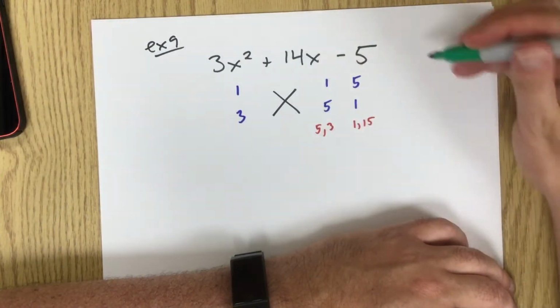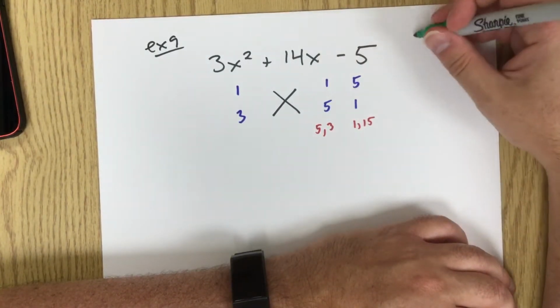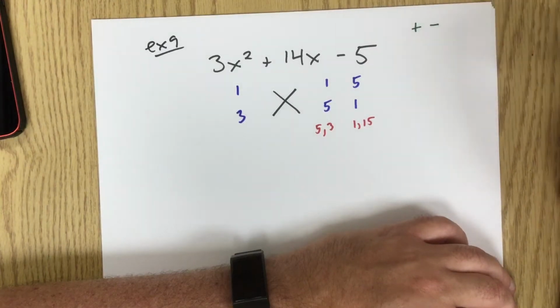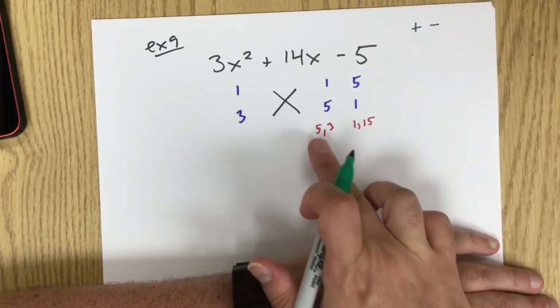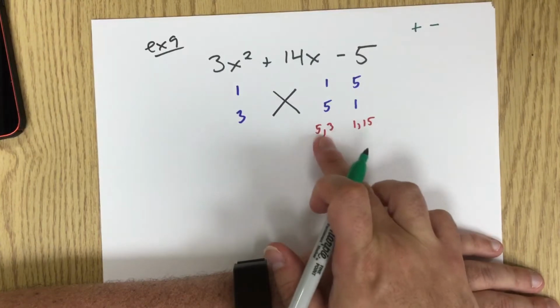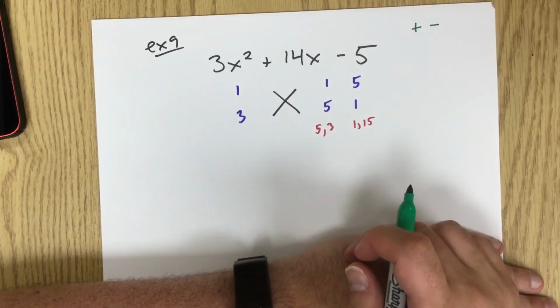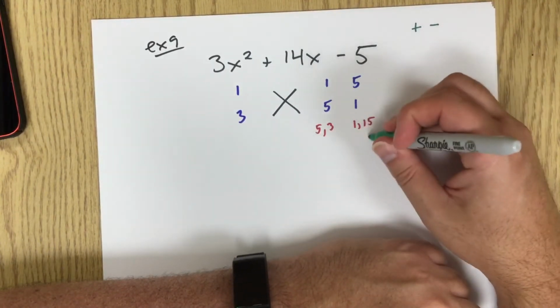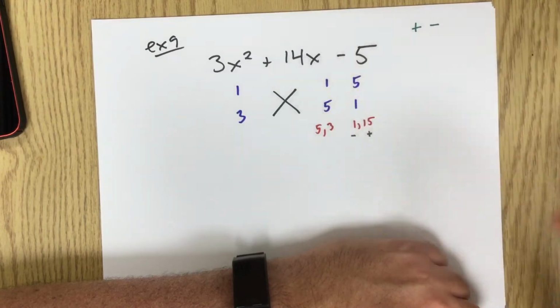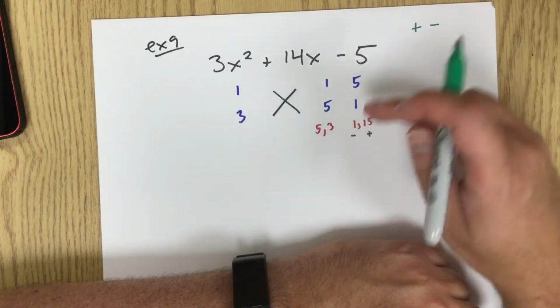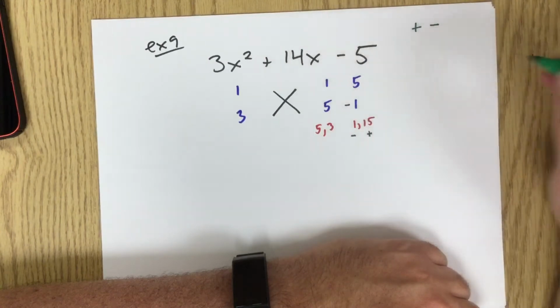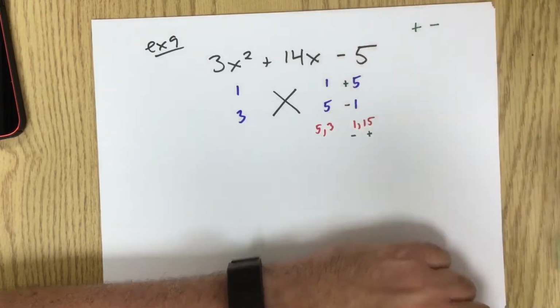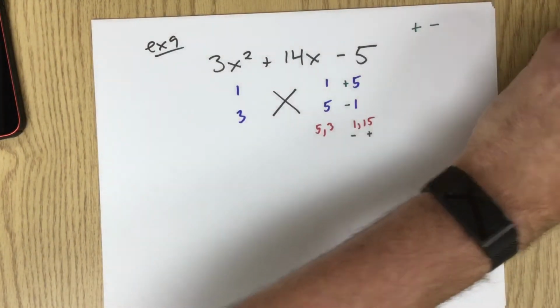Since it has to multiply to the last number, the way you multiply to a negative is one has to be positive, one has to be negative. So what we're going to do is make one of these red numbers positive, one negative, and that has to give us 14. And how are we going to do that? In this case, we're going to make the 15 positive and the 1 negative. How are we going to make the 1 negative? That's 1 times 1, so that's going to be the negative, and that one's going to be the positive.